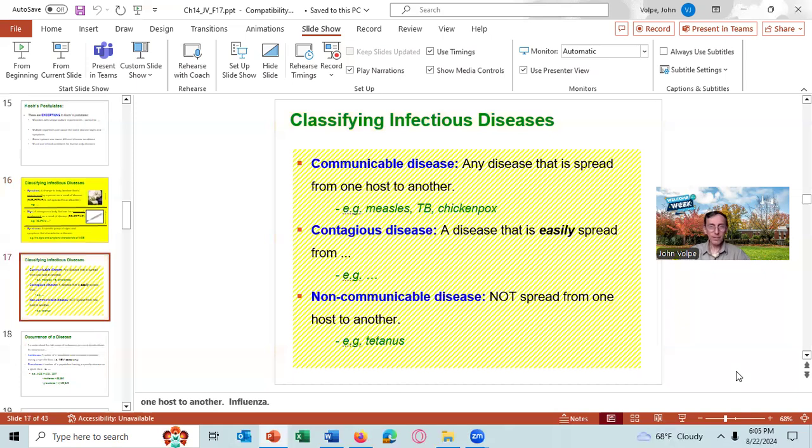A few more terms. A communicable disease is any disease that is spread from one host to another. Examples of a communicable disease are measles, tuberculosis, and chickenpox. A contagious disease, on the other hand, is a disease that is easily spread from one host to another. An example of a contagious disease would be COVID-19 and the flu, diseases which easily spread from one patient to another.